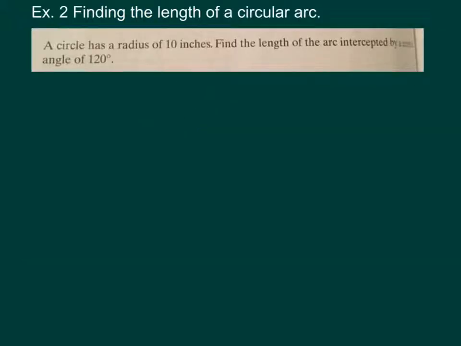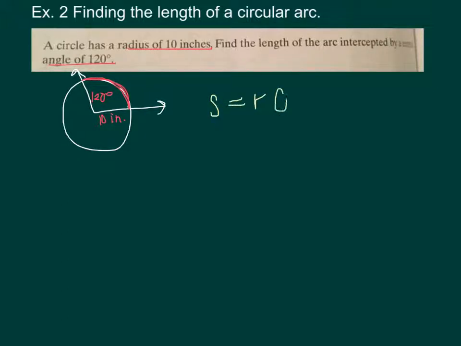Now, let's look at finding the length of a circular arc. A circle has a radius of 10 inches. Find the length of the arc intercepted by the central angle of 120 degrees. So if you're visual, it looks something like this. So we are looking for the length of this arc. And we know our central angle is 120. Our radius is 10 inches. So if you remember the formula, it's S equals R times theta.